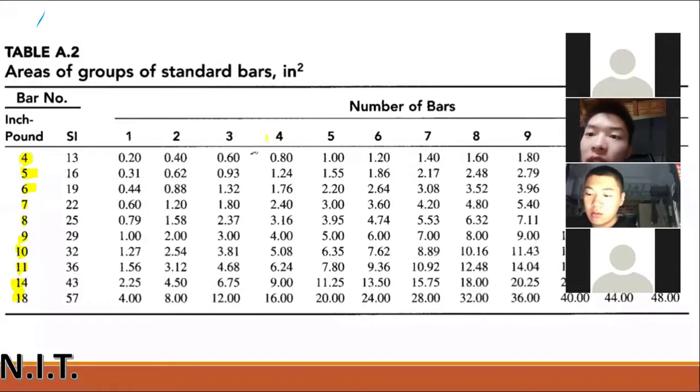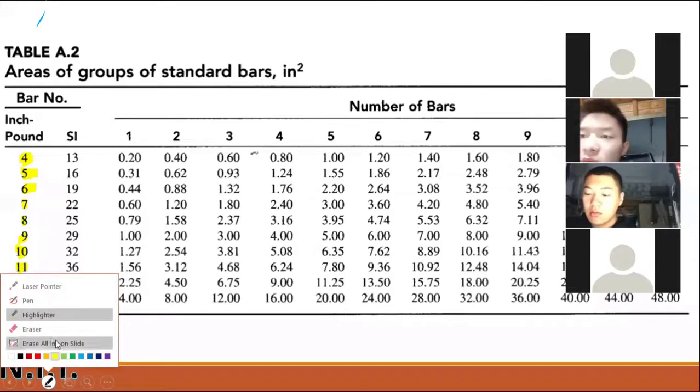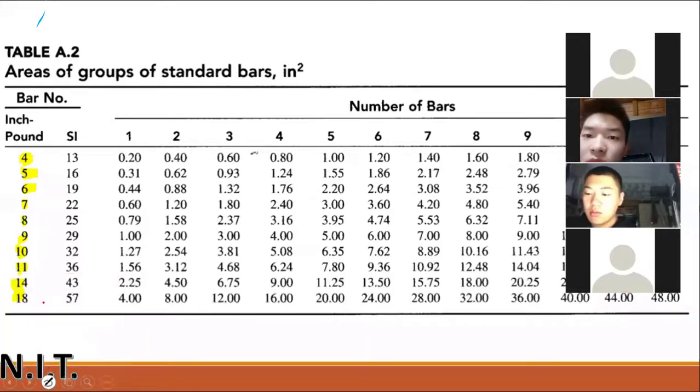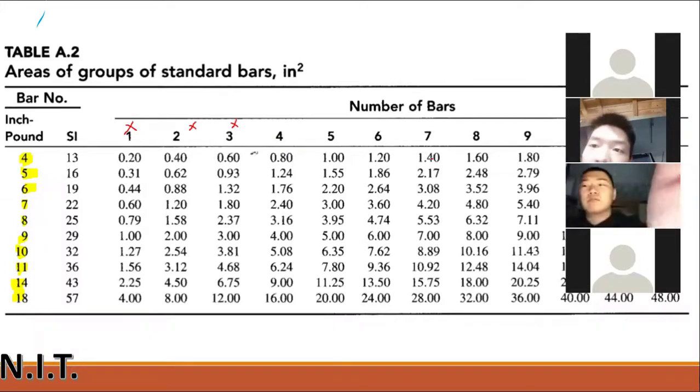Which value should I select? You cannot select 1, 2, or 3, but you can select 4, 5, 6, 7, 8, 10. It depends on your choice. Which one should I select?